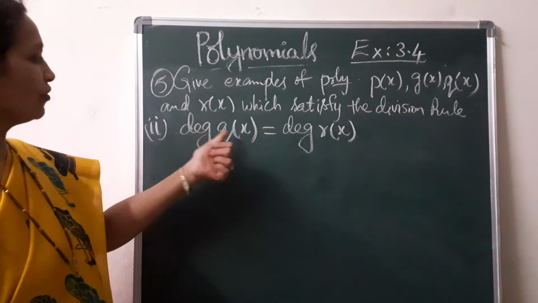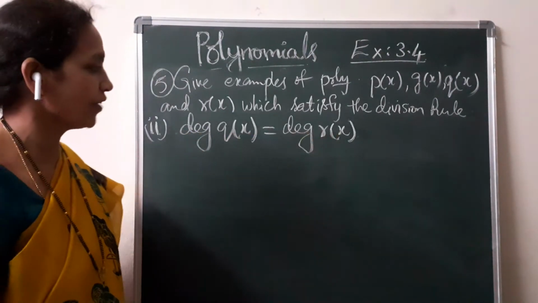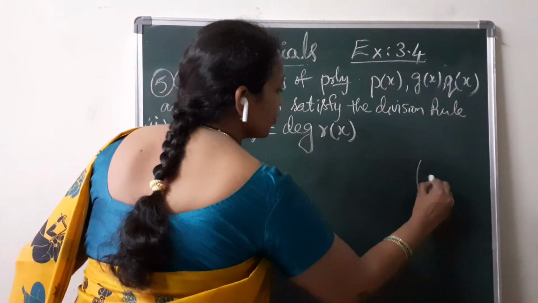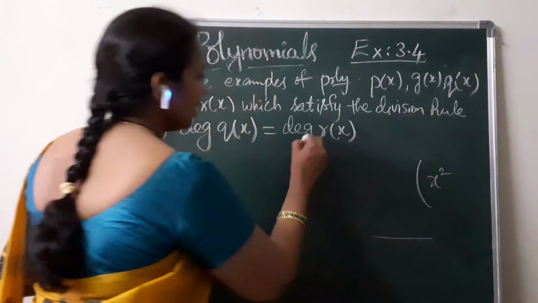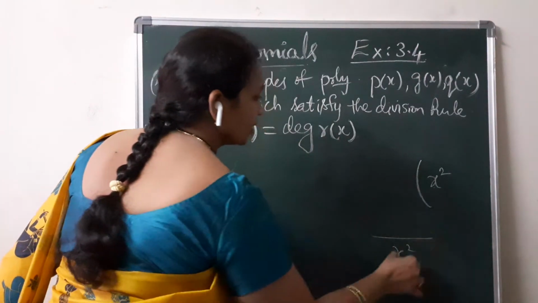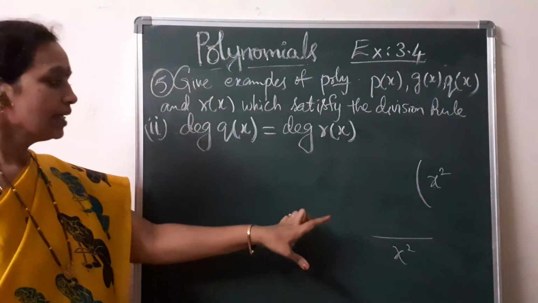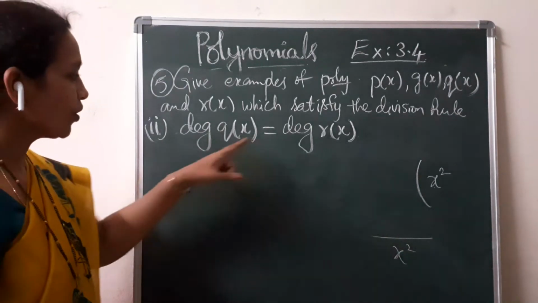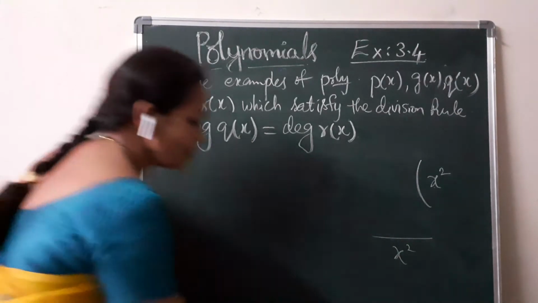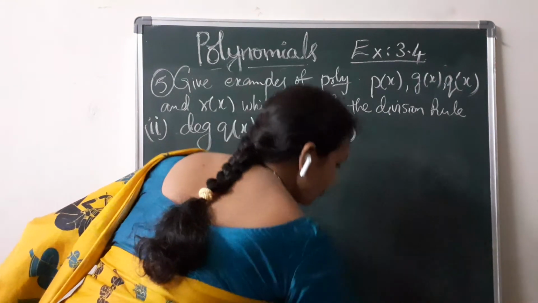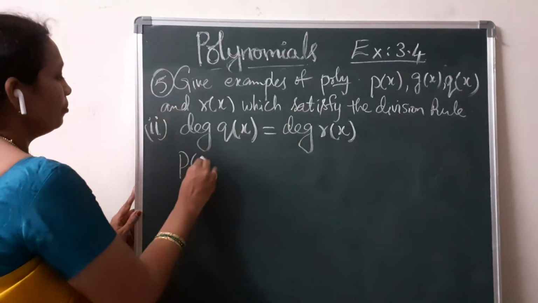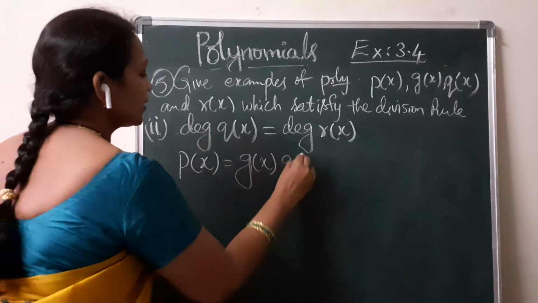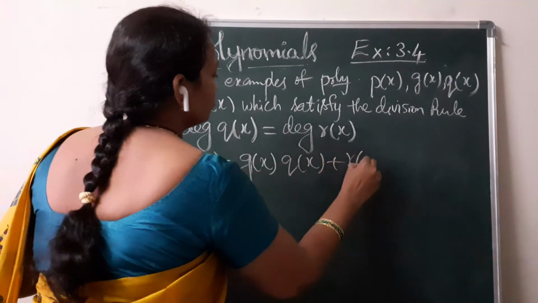Next, degree of q of x is equal to degree of r of x. Degree of q of x means whatever the degree, suppose you are taking x square, the remainder's degree is also the same, you have to get. So in this case, assumptions and the trial and error method is somewhat difficult. So what do you have to do? You can go with the division rule. So what is the division rule? P of x is equal to g of x into q of x plus r of x.